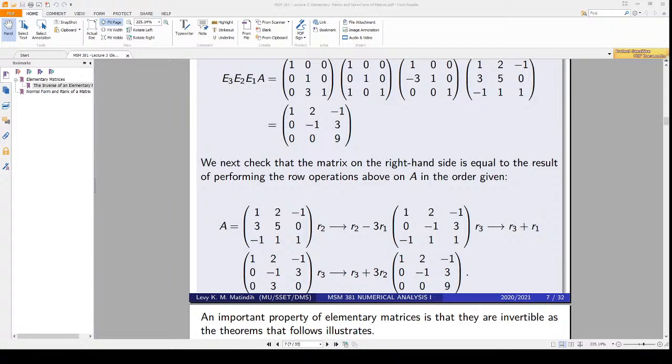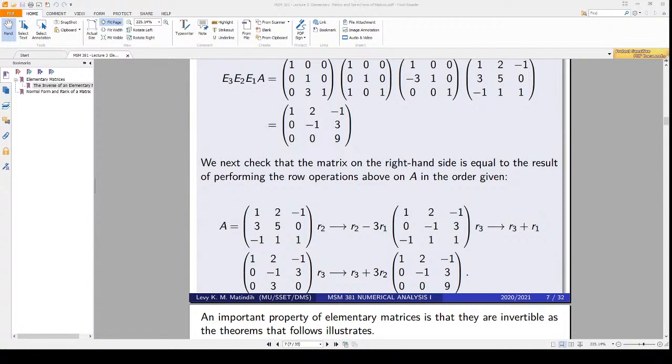So, if we do that, row 2 is going to be changed. The entries of row 2 are going to be transformed to 0, negative 1, and 3. Again, on this resulting matrix, if we apply the elementary row operation, row 3 transformed to row 3 plus row 2, this row 3 with entries negative 1, 1, 1, will be transformed to 0, 3, 0.